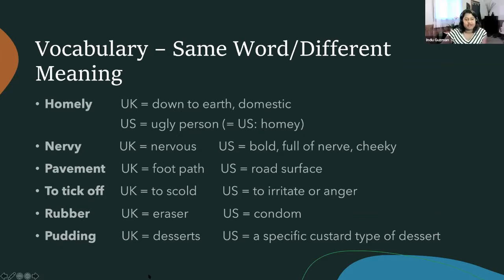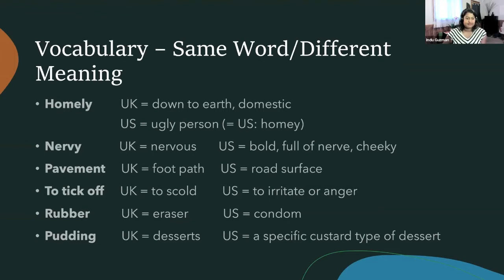Then here's one, pick off. In the UK, it means to scold. In the US, it means to irritate or anger someone. And then rubber. In the UK, it means an eraser, something you use to erase pencil marks. In the US, it means a condom. So if you mistake that, that's where potential embarrassment can happen.